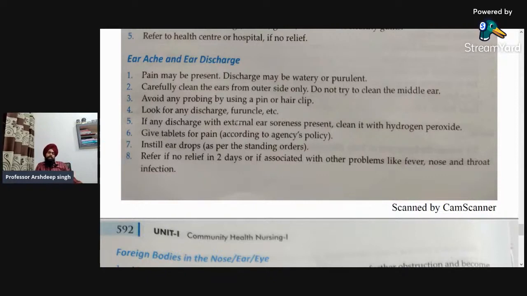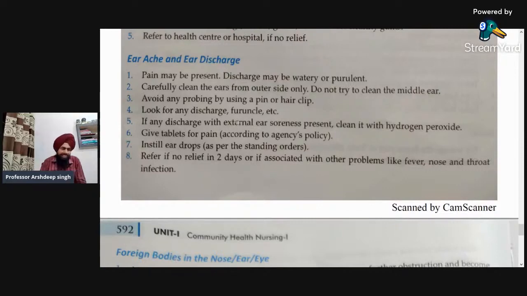Hydrogen peroxide will ooze out any foreign particle or any wax that is causing the pain in the ear, or any discharge that is present. Give tablets for the pain, and ear drops might also help to relieve the earache. Last, refer if no relief in 2 days or if associated with other problems like fever, nose and throat infection.